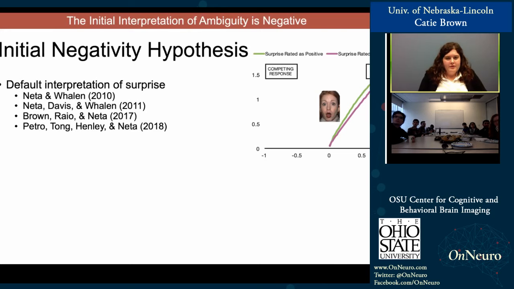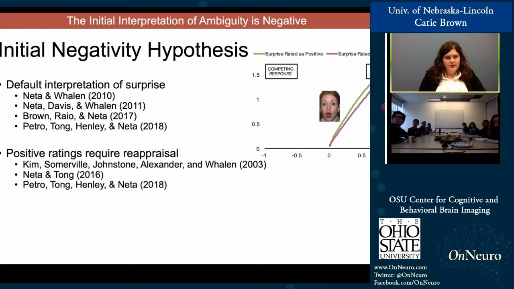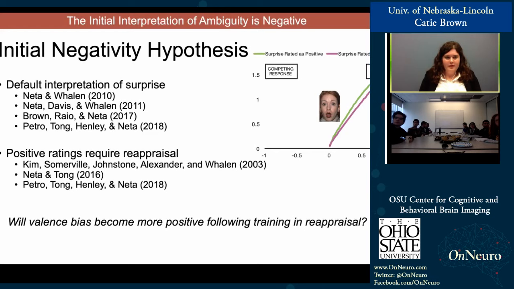So we think that individuals who arrive at a positive interpretation are using a regulatory process similar to cognitive reappraisal, so that they're overriding the initial negativity by reinterpreting the situation to be positive. It's not just a quick, random, oh yeah, that's definitely positive. They're seeing how it could be negative because it's ambiguous, but instead choosing the positive, which requires some effort. So this leads to the question, will valence bias become more positive after we train participants in cognitive reappraisal? After we give them these skills to arrive at a positive interpretation, will they then do that during this valence bias task?